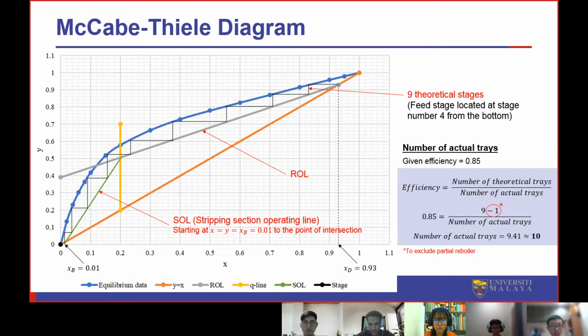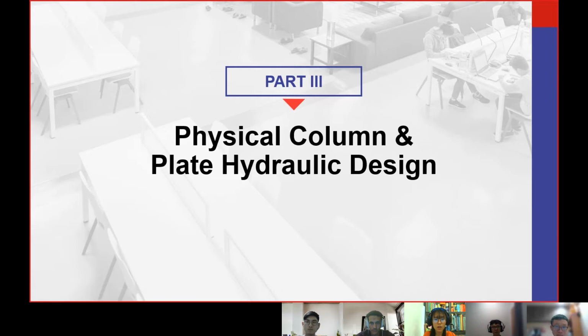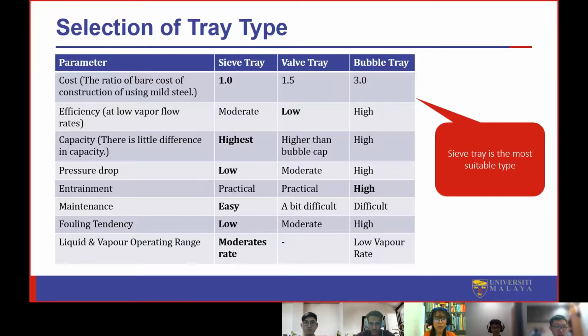Next, I will pass to Charmin to continue. Okay, so I'm going to talk about the physical column and the plate hydraulic design. First, we are comparing the three common tray types, which are sieve, valve, and bubble cap, against different parameters. The optimum condition is highlighted in bold, and as we can see from here, the sieve tray is shown as the most suitable type.